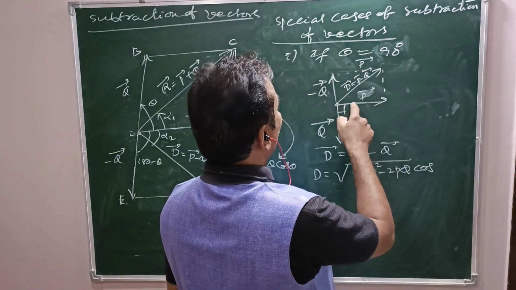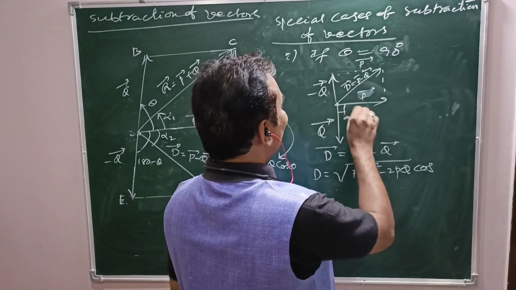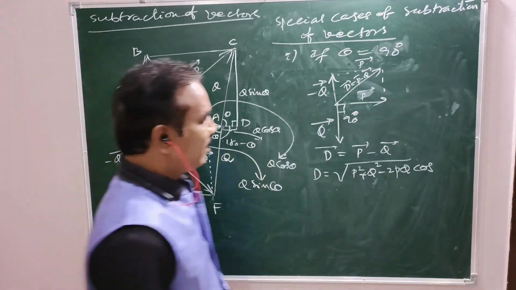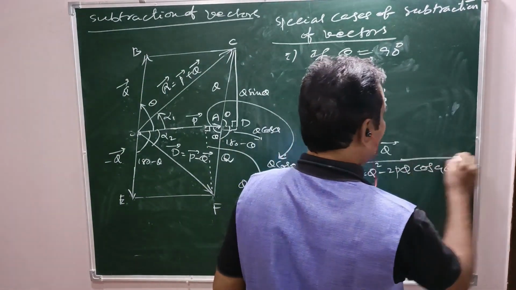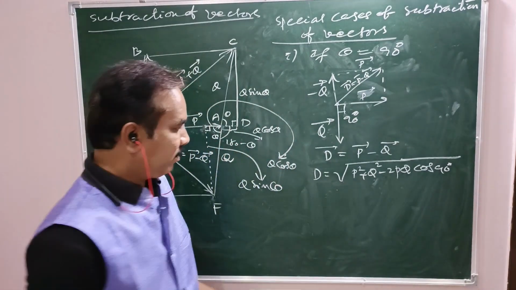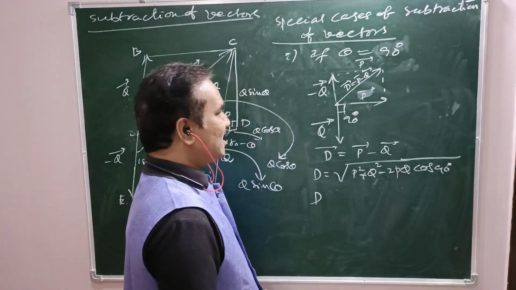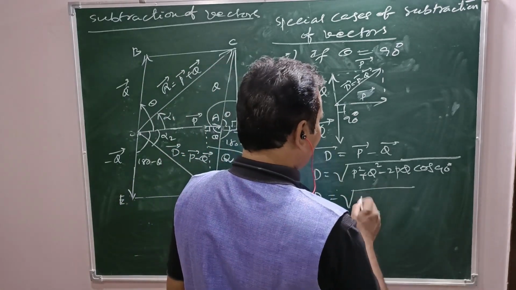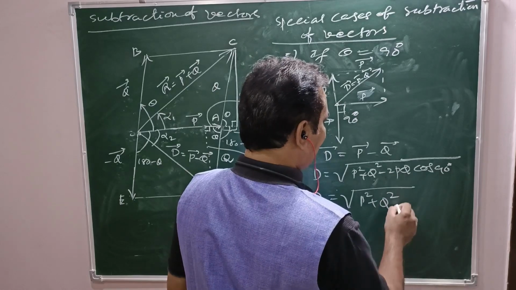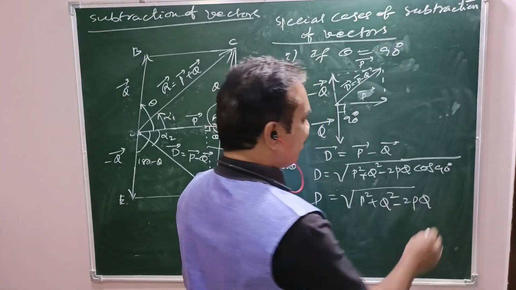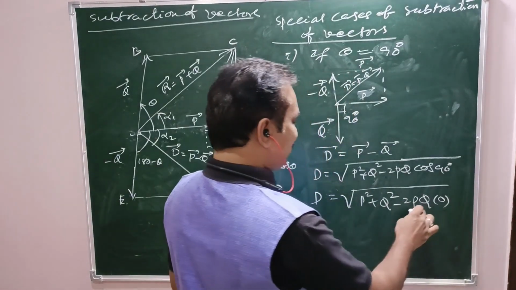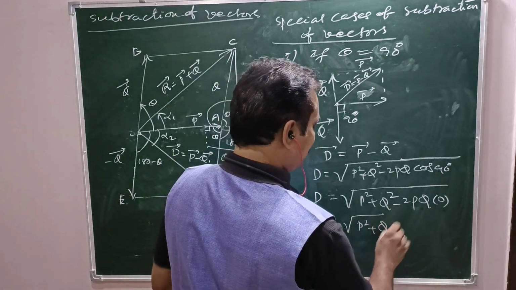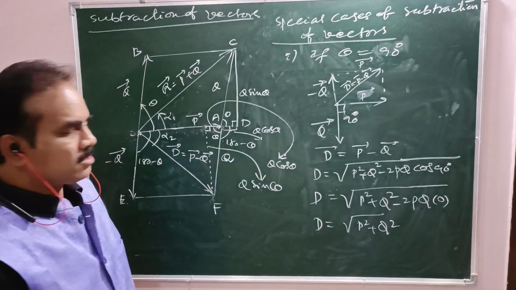P bar, q bar, inclined at an angle 90 with each other. Here also 90, that is cos 90 degrees. Now cos 90 means 0. That is d, the magnitude of difference of these two vectors, d equal to root over p square plus q square minus 2pq into cos 90, right away 0. That is 0 and something 0. So difference equal root over p square plus q square.